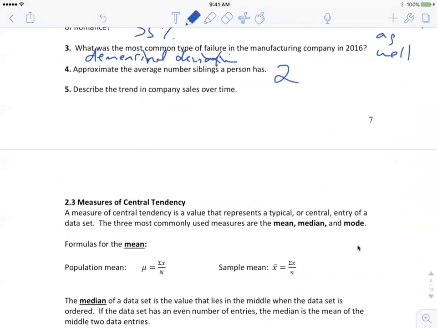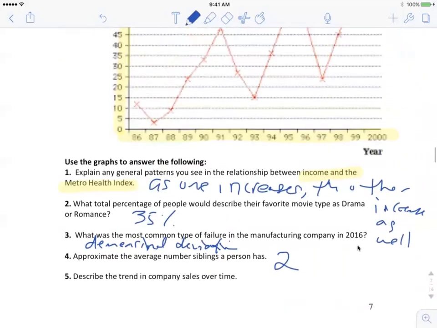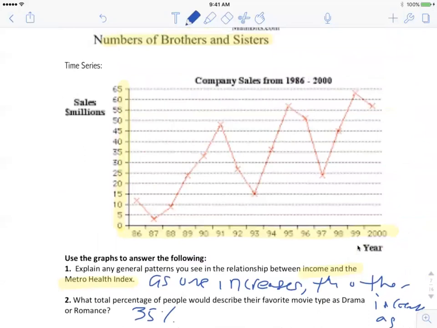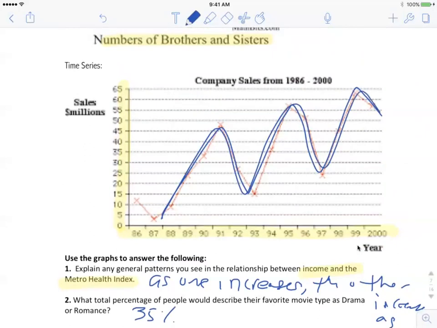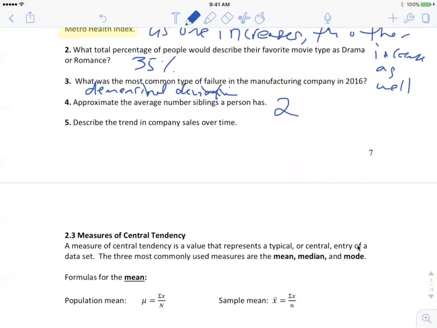And then finally, describe the trend in company sales over time. A little erratic, right? But it is trending upwards with some dips involved, right? But general trend is up with some dips. All right, so it increases with occasional drops over time. Okay.